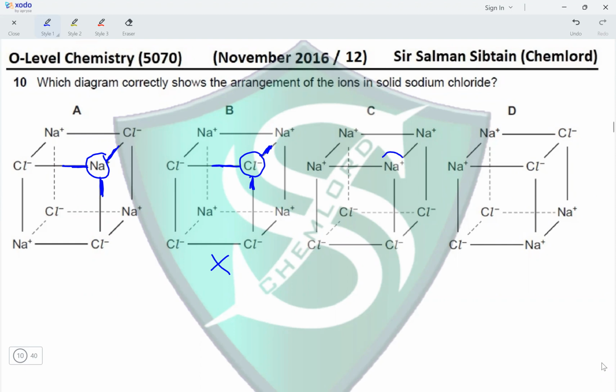C has a sodium ion surrounded by further sodium ions, which is not possible because they would repel each other. And the same thing with chloride ions surrounded by chloride ions. So structure C is incorrect as well. Structure D has a similar arrangement that would cause repulsion, a chloride ion attached to a chloride ion and a sodium ion attached to a sodium ion. So structure D is also incorrect. The only proper structure in which every cation is surrounded by anions and every anion is surrounded by cations is given in structure A, making A the correct option for this question.